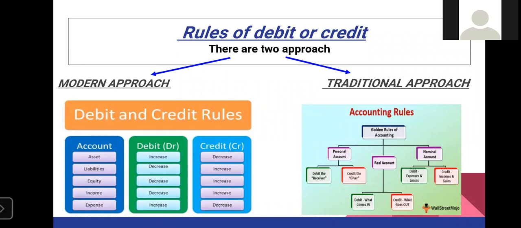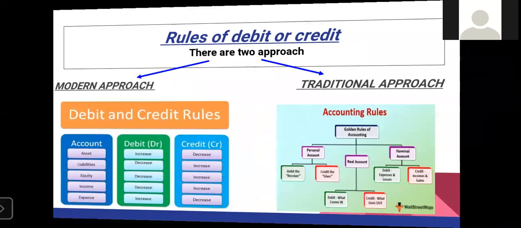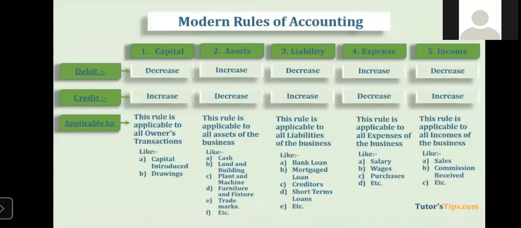Now, next topic, rule of debit and credit. There are two approaches, modern approach and traditional approach. In modern approach, debit and credit rules, accounts, asset. Modern rules of accounting. Capital, debit, decrease. Credit, increase. This rule is applicable to all owners' transactions, like capital introduced, drawing. Assets debit increase, asset credit decrease, applicable to.